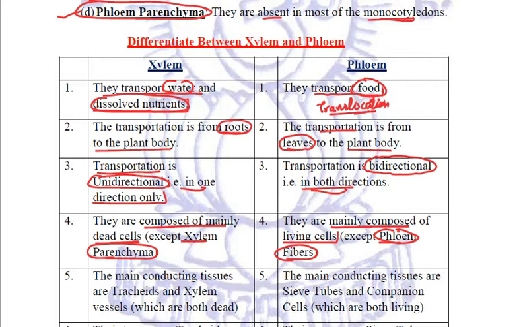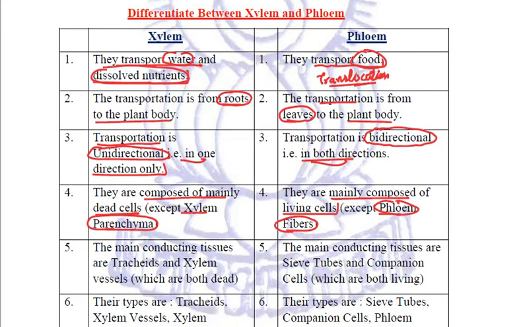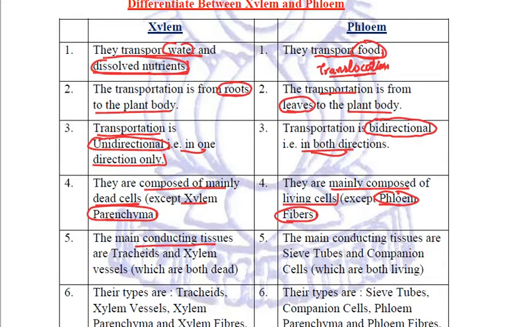Fine. Now in xylem we just studied that the main conducting tissues are tracheids and xylem vessels. Both of them are made up of dead cells. Whereas the main conducting tissues in the case of phloem are sieve tubes and companion cells, and both of them are made up of living cells.